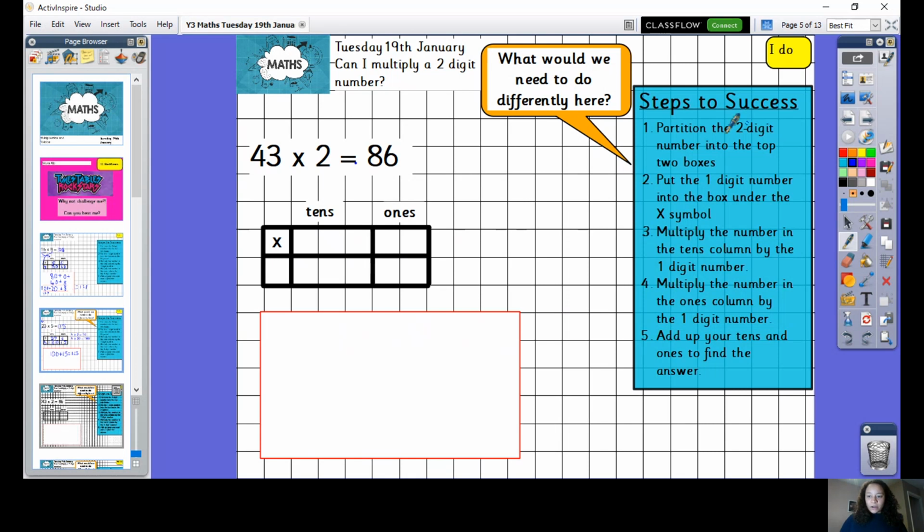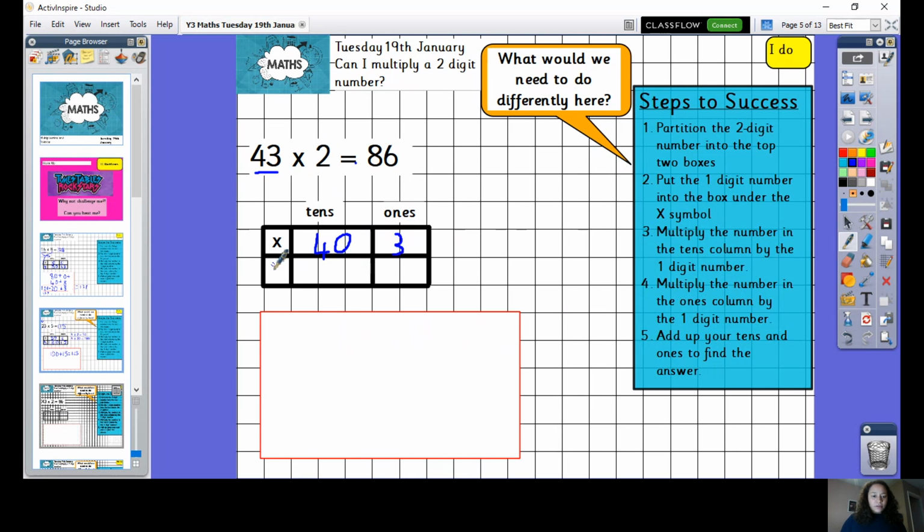Okay, so let's have a little look at this one. So I'll do this one again. I'll work through the steps to success, and I'm still thinking about what's different again. So you might have noticed this time it's 43 times 2. I'm still going to follow the steps to success though. So for number 1, I'm going to partition 43 into 10s and 1s. And so to show 43 as 10s and 1s, I would have 40. And I would have 3.